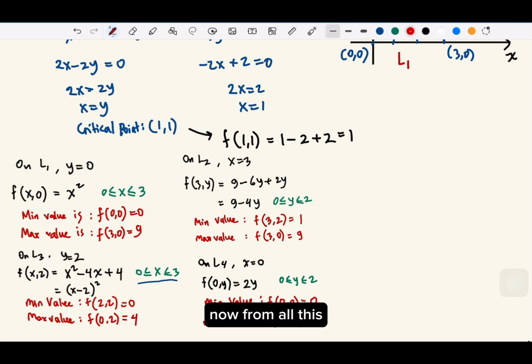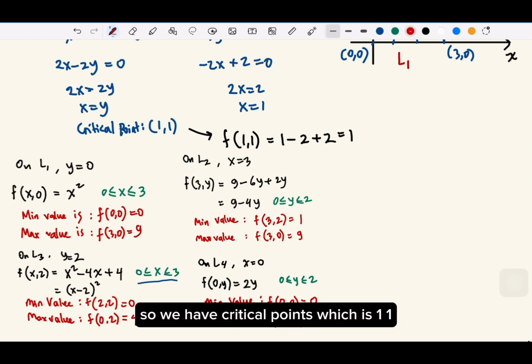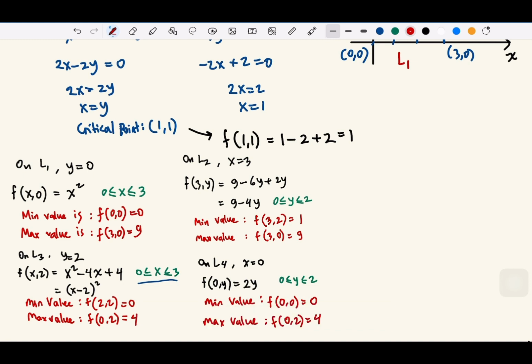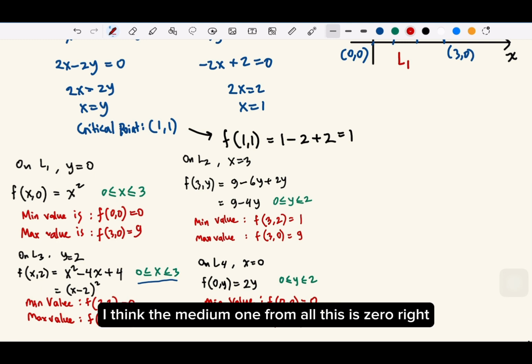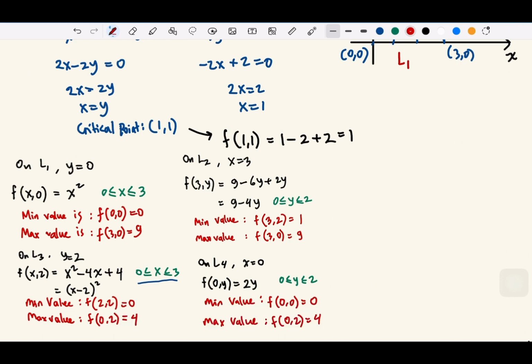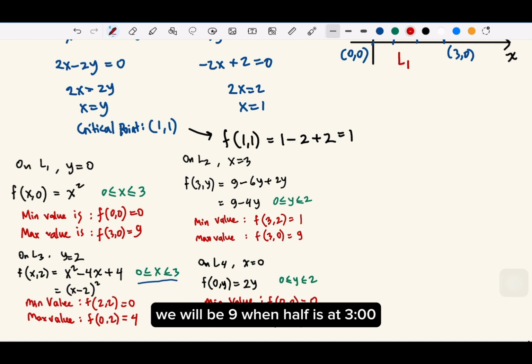Now from all this, we have the critical point, which is (1, 1). The critical point has value 1. And then we can check, is it maximum or minimum? We can compare. So the minimum value from all of this is 0, right? So we can say the absolute minimum value is 0 when f is at (0, 0). And the maximum value will be 9 when f is at (3, 0). So we can make a conclusion from here.